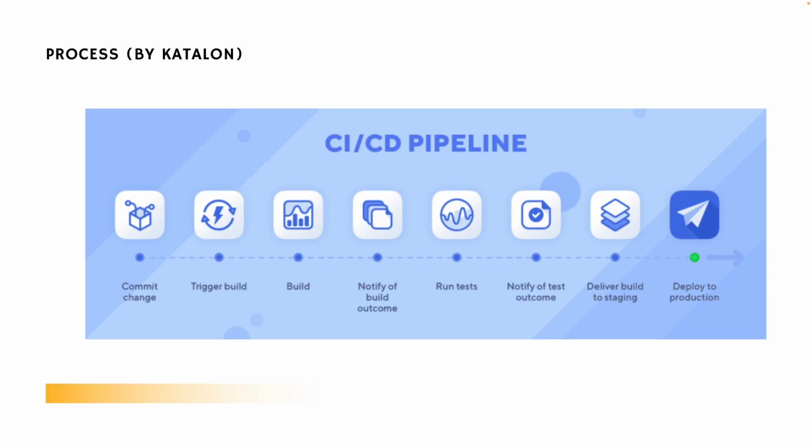So usually it goes through all of these chunks. We commit the change, it triggers the build, it notifies us if the build is proper. If it didn't, then we can just stop the whole pipeline process. But if it did, then we can move on to the next chunk, which is running the tests. It notifies the outcome of the tests. If it passes, then we can deliver the application to staging, and then eventually, after passing through all the staging environments, we can hopefully one day deploy it to production.